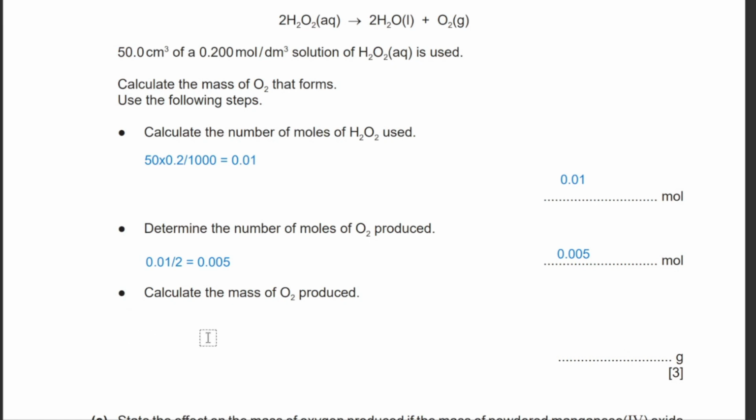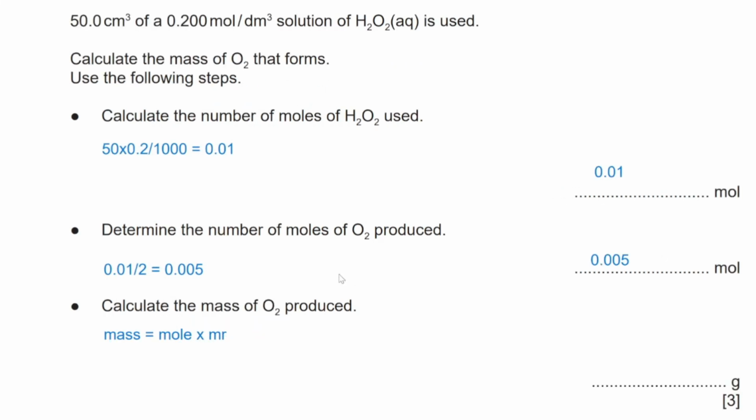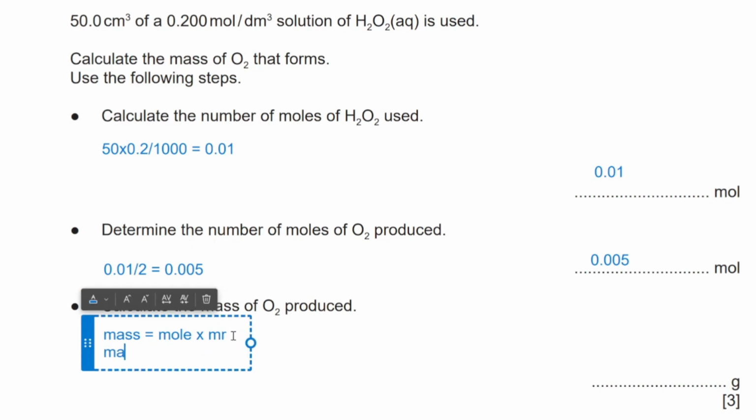Calculate the mass of O2 produced. Alright, so the formula to calculate the mass would be mass equals mole times Mr. How would we get the Mr? As we know, the mass number of oxygen is 16. So we would multiply that by 2 since that's O2, and we would get 32. So mass equals moles, which we got as 0.005 in the last part, multiplied by 32, and our answer should be 0.16 grams.